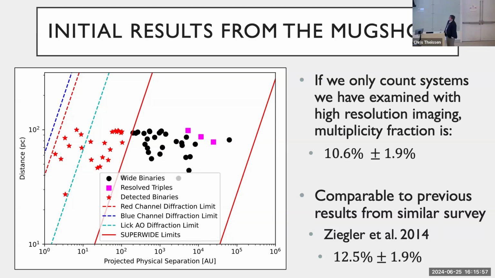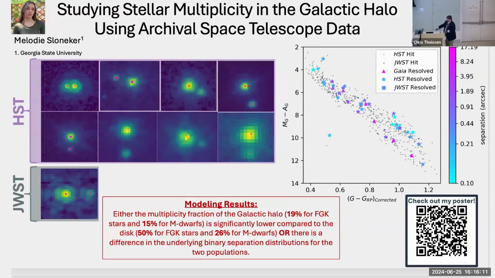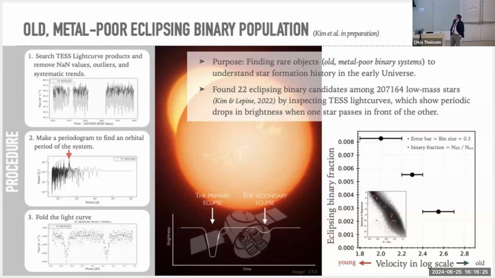I just want to spend some time focusing on what's next and also some other work going on in our group. This is just the 100 parsec sample that I'm working on. We have other people working on other projects trying to figure out the multiplicity fraction of the galactic halo. In particular, Melody Soniker has been doing a lot of work using HST and has a poster. If you are interested in it, please go check it out. It's in the Mosaic building. And we also have a former grad student in our group, Bakyeon Kim at the University of Edinburgh, working with Sebastian on eclipsing binaries, and she's found 22 so far in her sample.